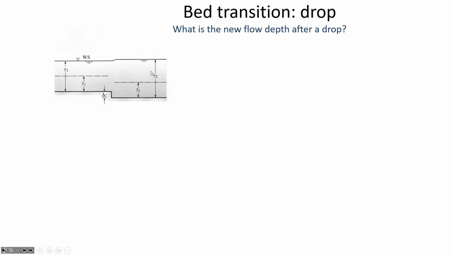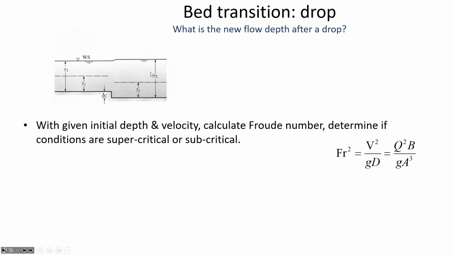Now, we can analyze it qualitatively with a specific energy diagram. So first you have to diagnose the flow regime upstream, and you can do that if the diagram gives you the normal depth and the critical depth, then you can compare the two to determine whether it's sub or supercritical.